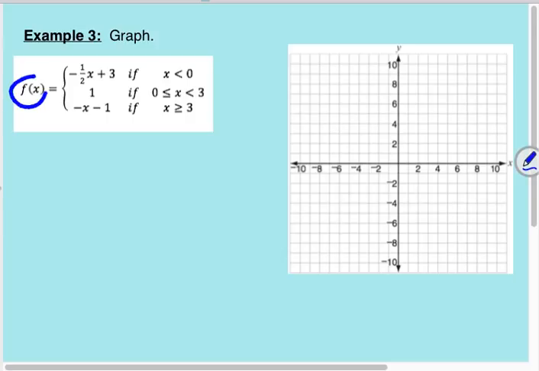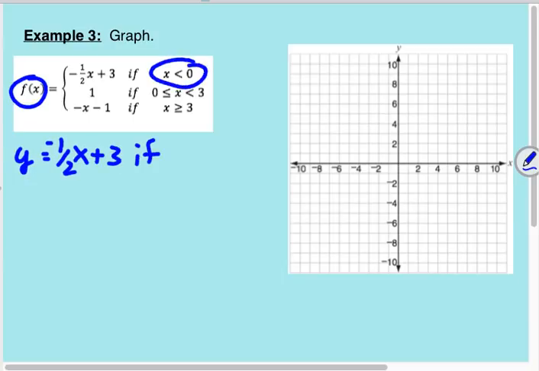Okay, this has 3 parts to it. First one, this f(x) is the same as y. Y equals -1/2 x plus 3, if, and here's my constraint, x is less than 0. Now, this one is between 0 and 3, and then this one is greater than or equal to 3. So there's 3 different parts to this graph.